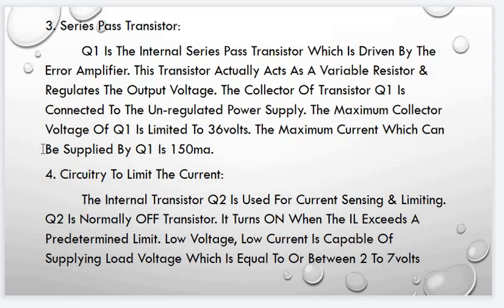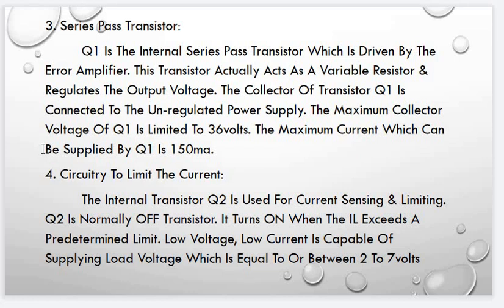Series pass transistor. Q1 is the internal series pass transistor which is driven by the error amplifier. This transistor acts as a variable resistor and regulates the output voltage. The collector of transistor Q1 is connected to the unregulated power supply. The maximum collector voltage of Q1 is limited to 36 volt. The maximum current which can be supplied by Q1 is 150 milliamps.